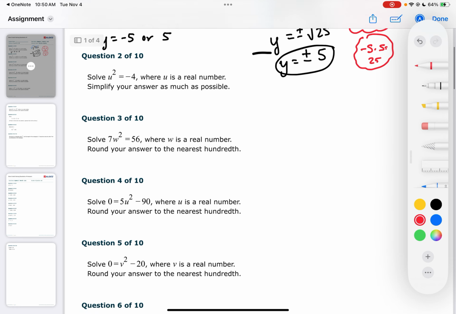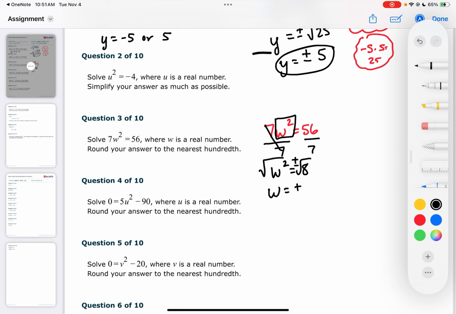So let's say we have one like this, 7w squared equals 56. So we have to first get that square term by itself. So we're trying to get this to be by itself. In order to do that, we have to divide by 7 first. So we get w squared equals 8. Now on Alice, it's going to have you round some of these. I'm just going to show you the radical. So again, you still have plus and minus. So w is going to be plus or minus root 8. So on your calculator, you can type in the square root of 8 and get a decimal approximation. Okay, I'm not going to do that for you. It'll just be the positive and negative version of that.